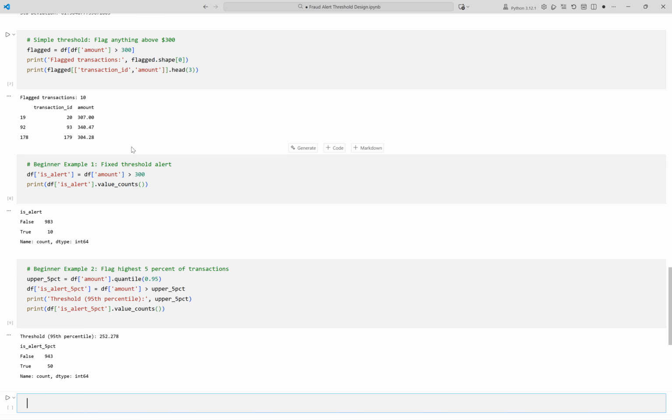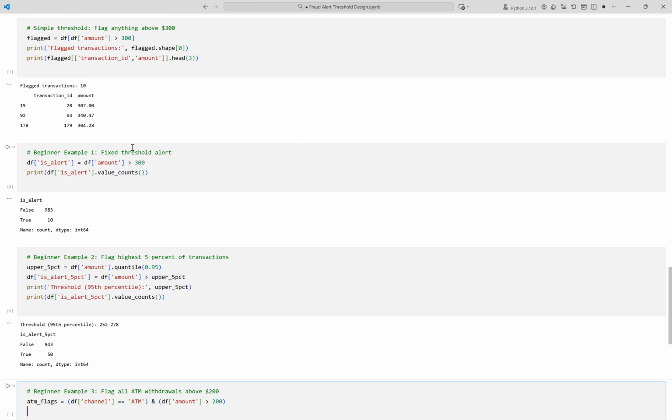We combine 2 conditions: the channel is ATM and the amount is greater than 200. We count and print the number of flagged ATM transactions.